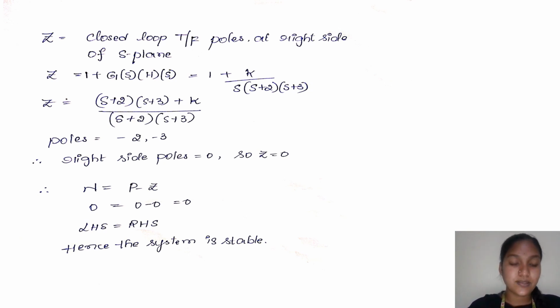If you substitute these values in the formula N is equal to P minus Z, that is the principle of argument formula. If it is satisfied, the system is stable. If it is not satisfied, the system is unstable. Here N is equal to 0, P is equal to 0 and Z is equal to 0. So LHS is equal to RHS. So the given transfer function system is stable.